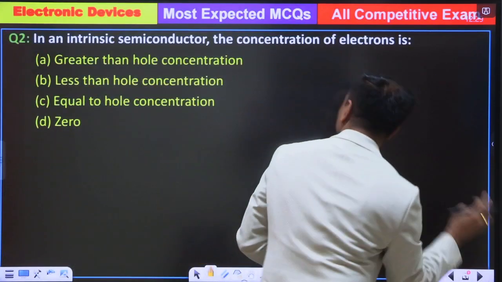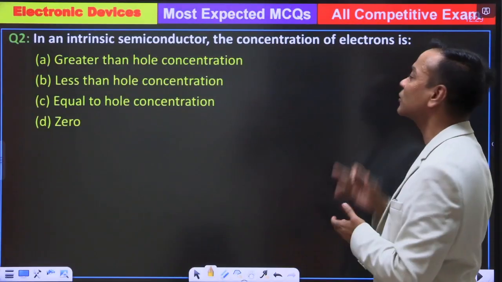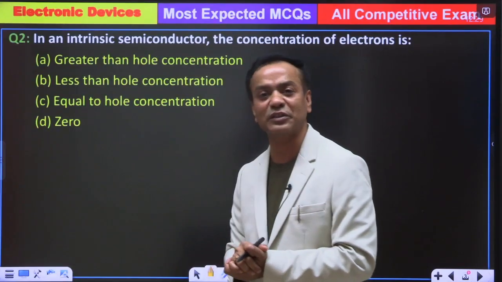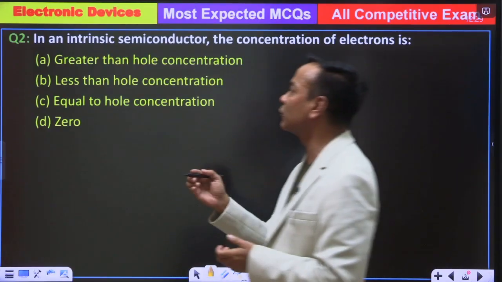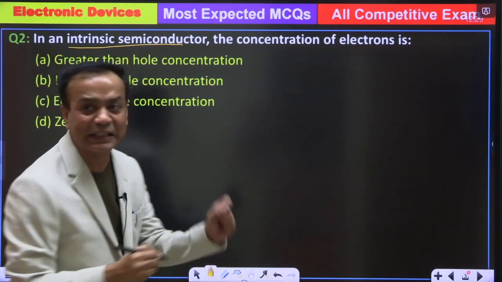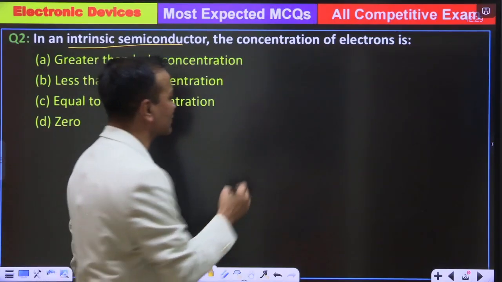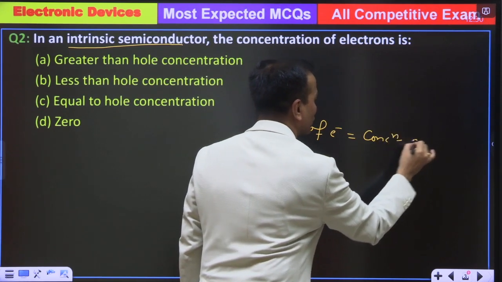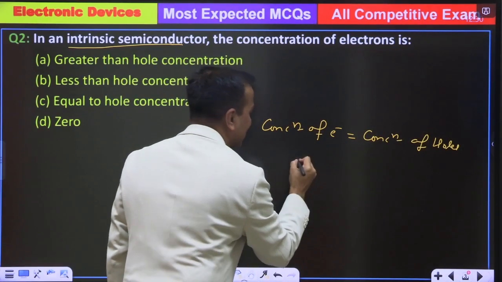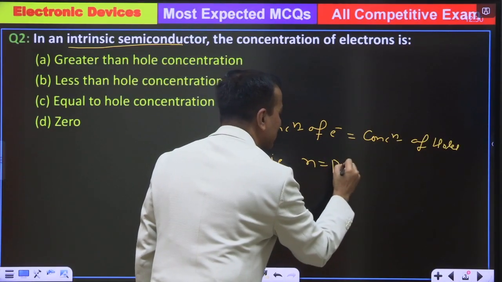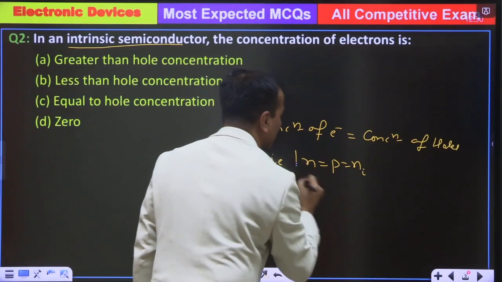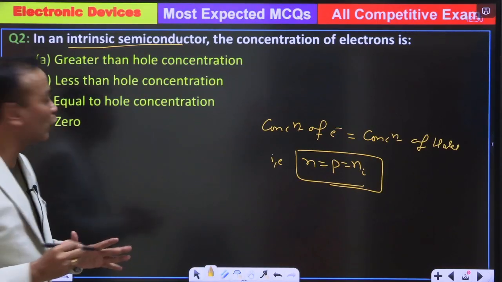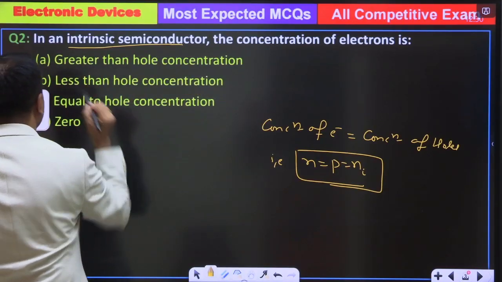The next question is: in an intrinsic semiconductor, the concentration of electrons is, option A, greater than hole concentration, option B, less than hole concentration, option C, equal to hole concentration, option D, 0. Whenever we talk about an intrinsic semiconductor, the condition itself is that the concentration of electrons must be equal to the concentration of holes, or ultimately we can say n is equal to p is equal to ni. So this condition you must remember for the intrinsic semiconductor. Based on this, the concentration of electrons must be equal to hole concentration. So option C is the right answer.